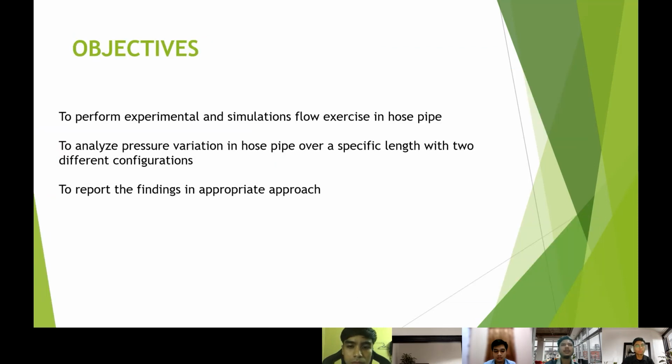Okay, next, I'm going to tell about the objectives of our project. Firstly, we are able to perform experimental and simulation flow exercises in hose pipe. That means there are two types of hose pipe. The second one is we are able to analyze pressure variation in hose pipe over a specific length with two different configurations. And the third one is we are able to report the findings in an appropriate approach in our project.